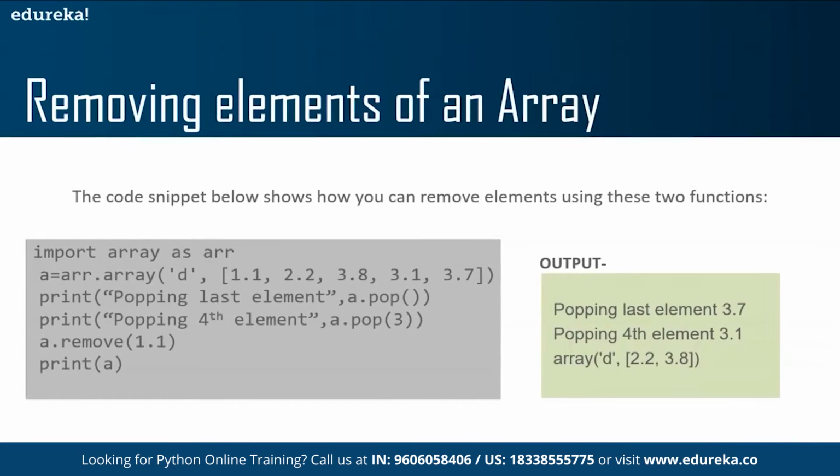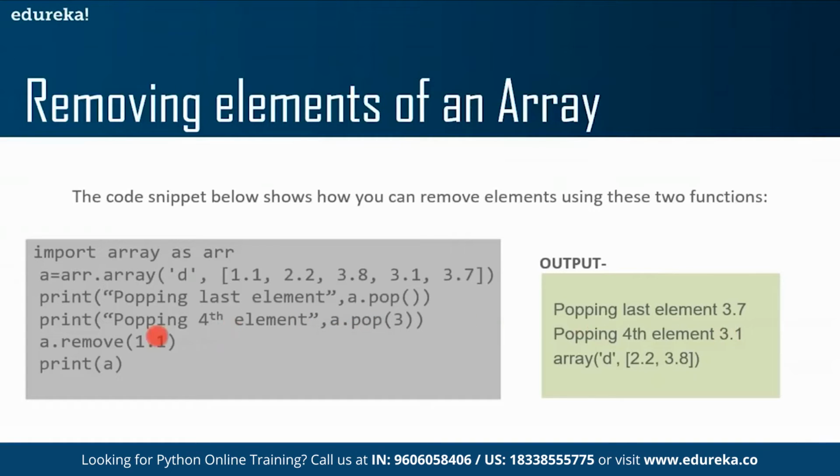As you can see on the screen, I've created some random array A, and then I've used the pop function without specifying any parameter. As you can see in the output, when I do not specify any parameter, the last value present in my array has been popped and returned as well. The second time, I've used the pop function and given an index value. Now this pop function will remove the element that is present at this index position. As you can see, it has removed 3.1 and returned it as well.